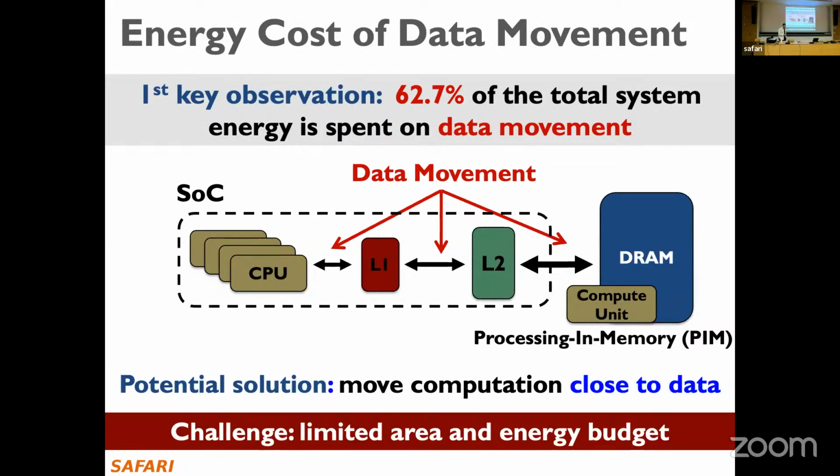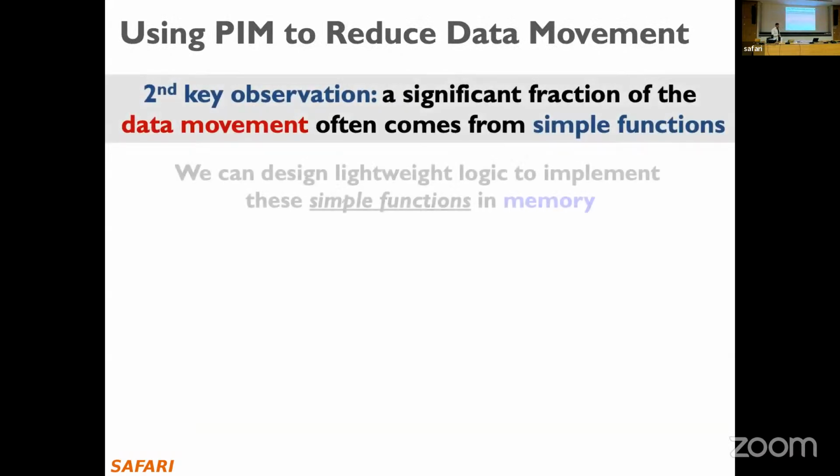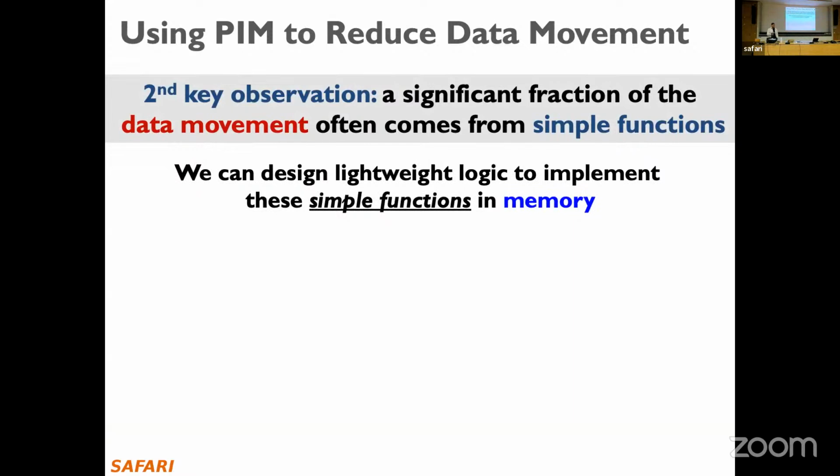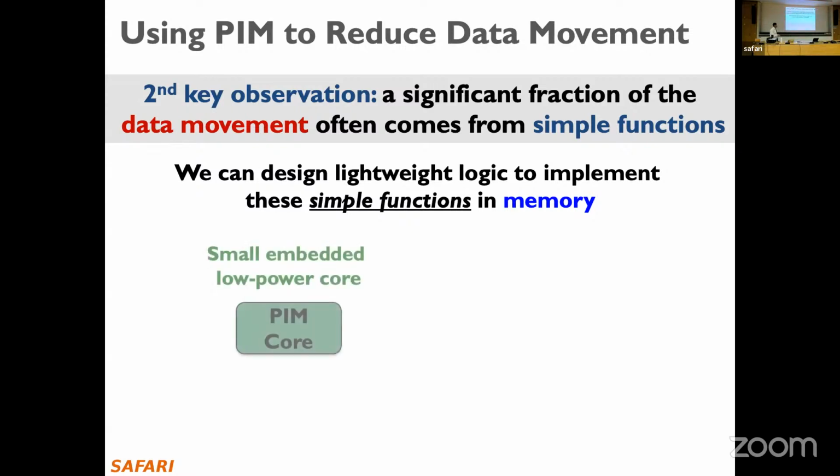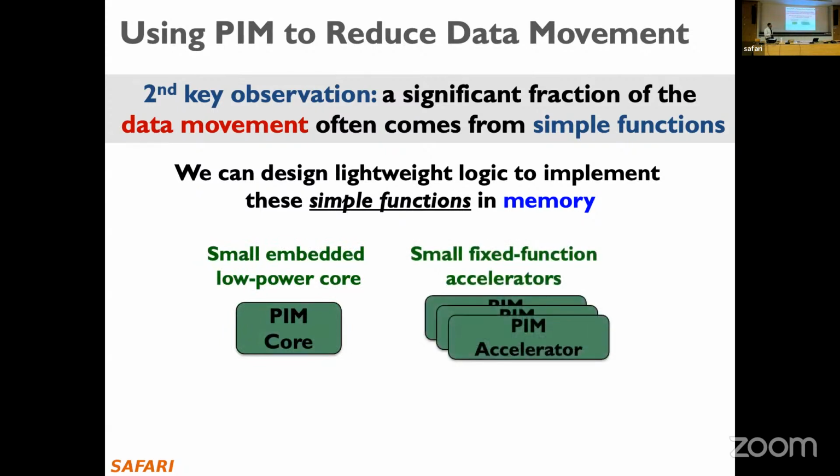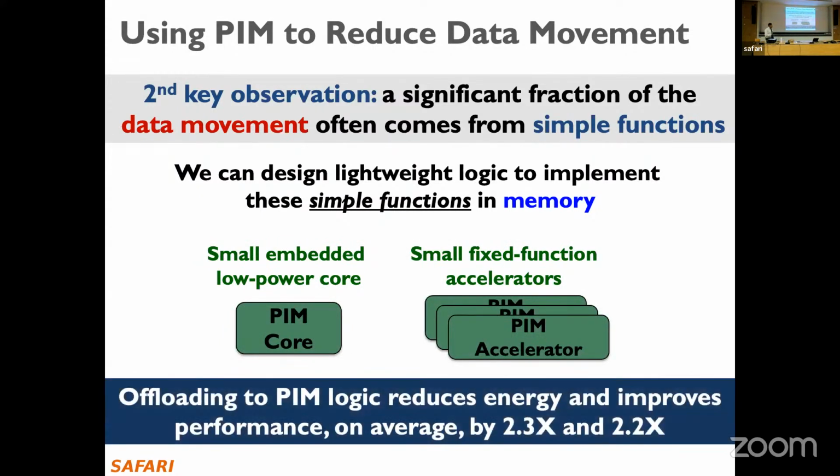Then we did some analysis, and we saw that 62% of the total system energy for these consumer devices was spent on moving data. And this is really problematic because, again, these devices have a really limited power budget. The second observation that we make is that the data movement that those applications are creating is dominated by simple functions or simple instructions. And then we can move those simple functions or instructions to the memory device using small embedded low power cores or some fixed function unit accelerators. And by doing so, by moving these computations to the memory device, we can have large performance and energy savings for consumer devices themselves.